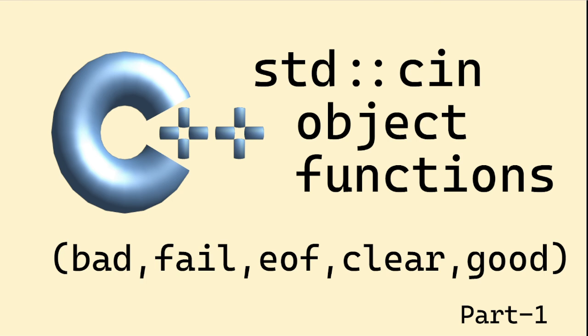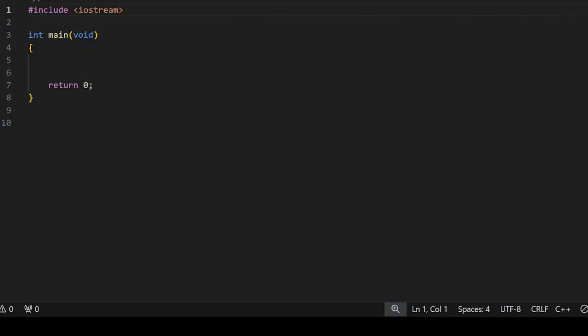The focus of this recording is the cin object functions bad, fail, EOF (end of file), clear, and good. Now let us learn these functions better. Bad, fail, and good.